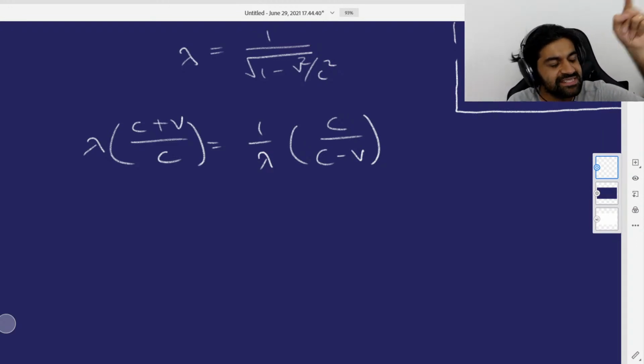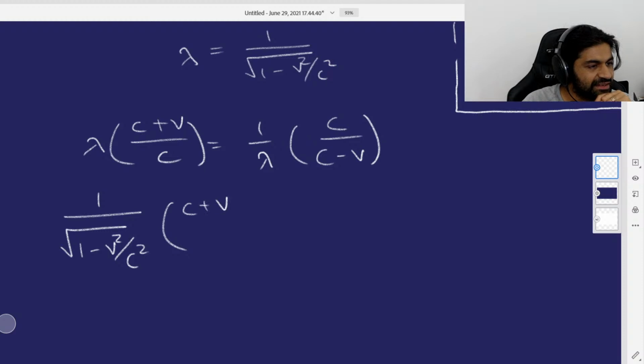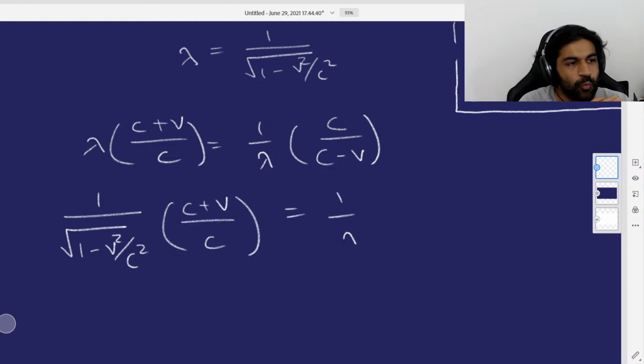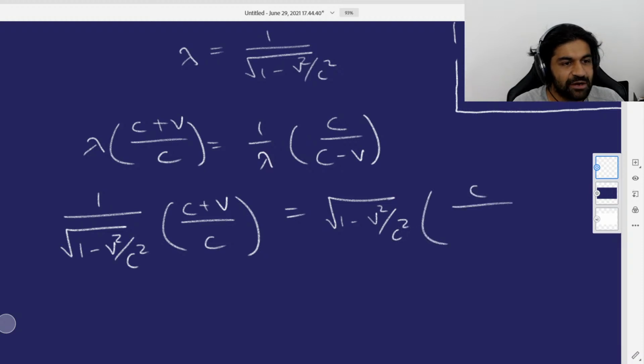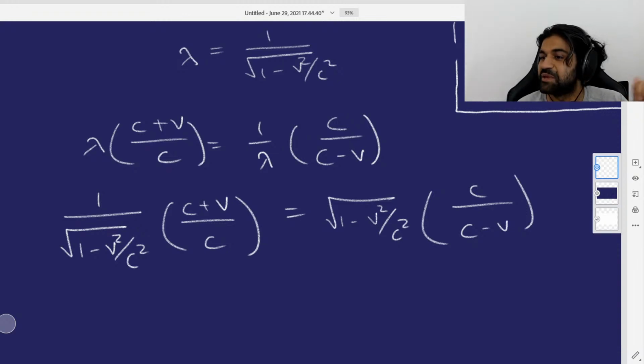And notice when you insert this factor of lambda into the mix, if you throw in 1 over the square root of 1 minus v squared over c squared, times c plus v over c, that equals 1 over lambda. So in this case, this would just be the square root of 1 minus v squared over c squared times c over c minus v. At this point, both sides of this equation should be equal because we constructed our constant lambda precisely so that this would be the case. So let me just solve for one side of the equation. The other side should be exactly the same.